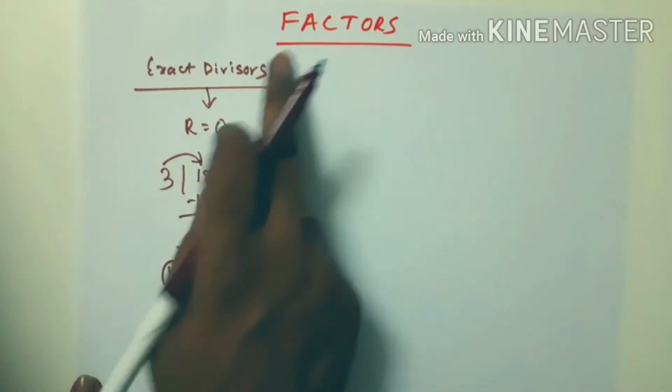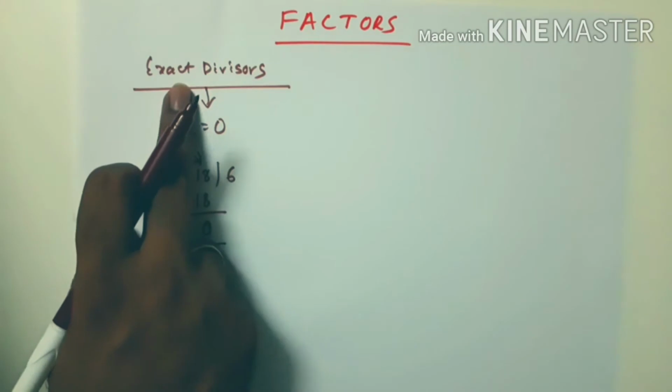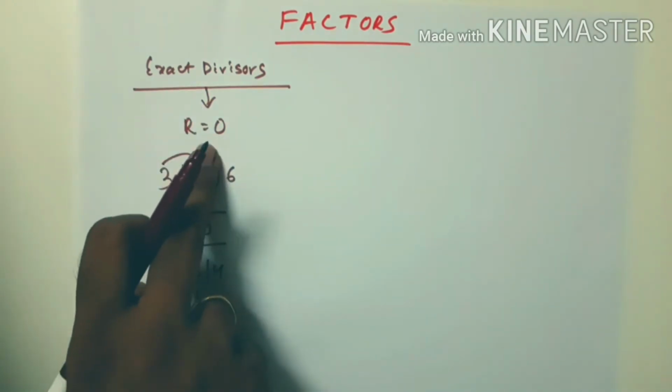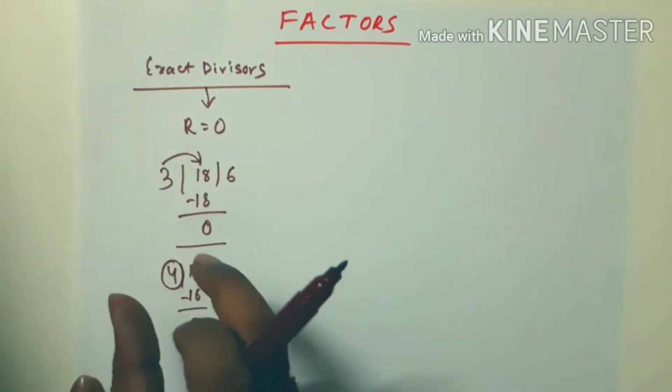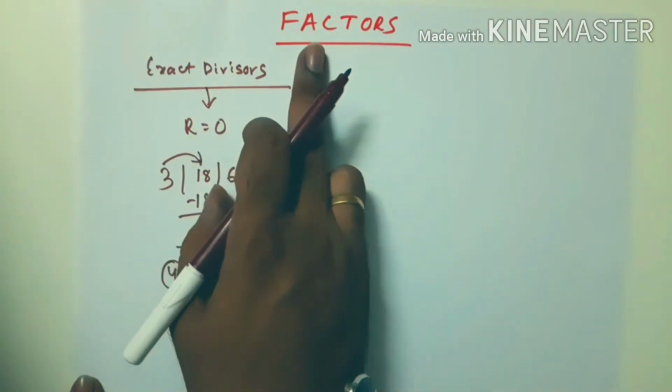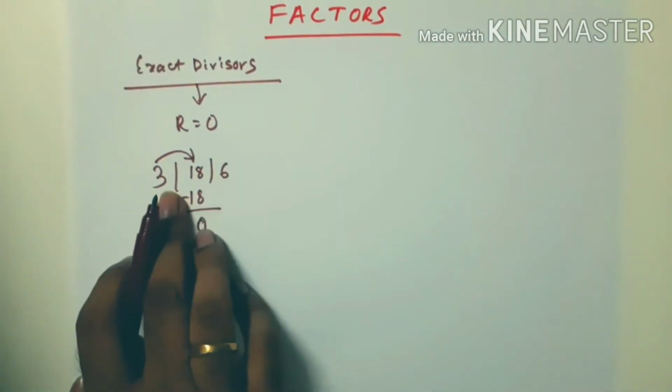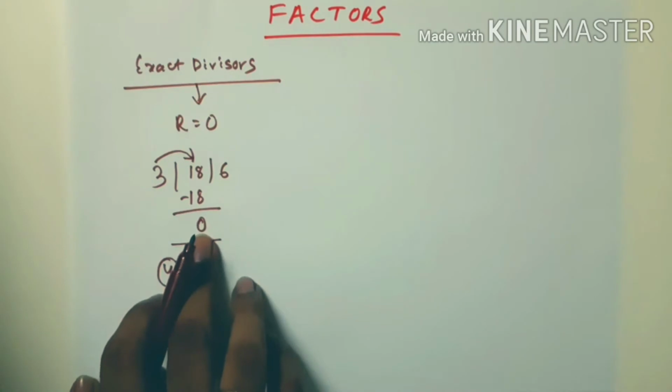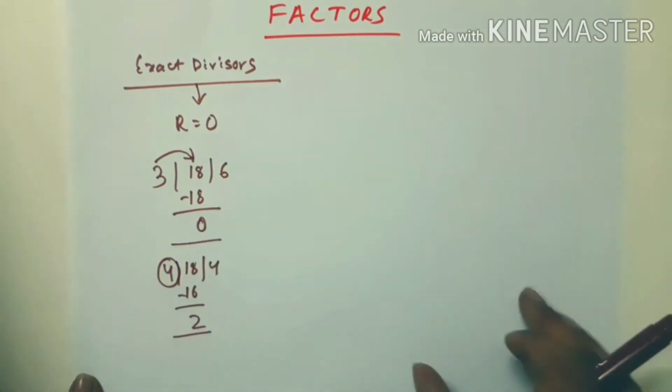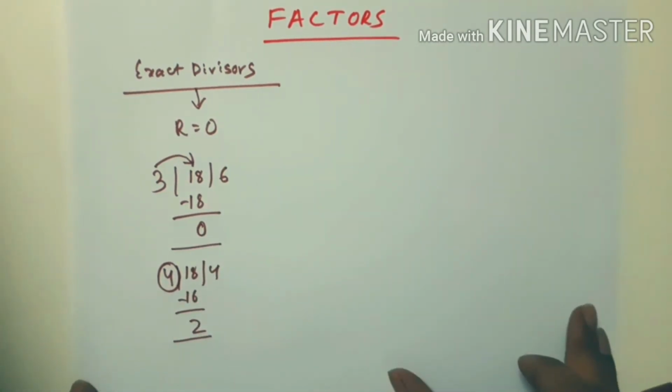So factors are exact divisors, and exact divisors means we have to get the remainder 0 on dividing a number by this factor. So if it is a factor, then it should divide it exactly. This same logic we will follow for polynomials also.